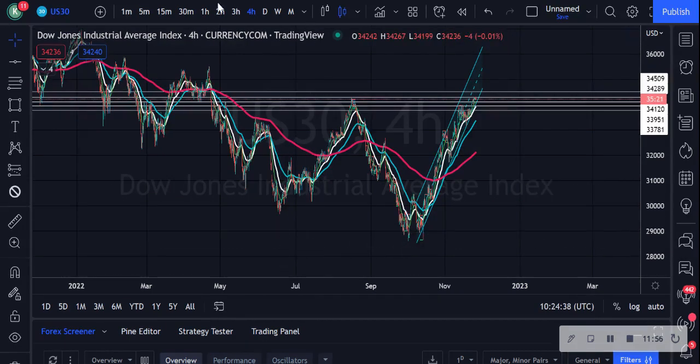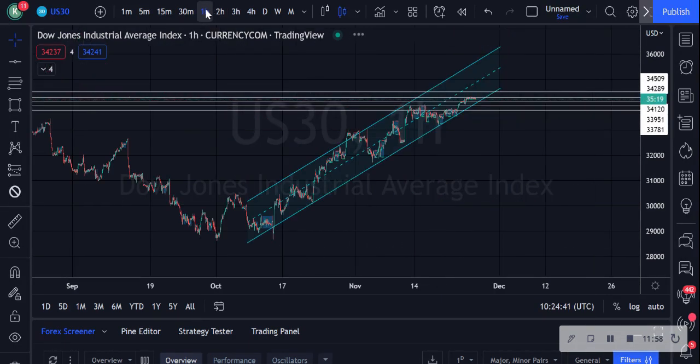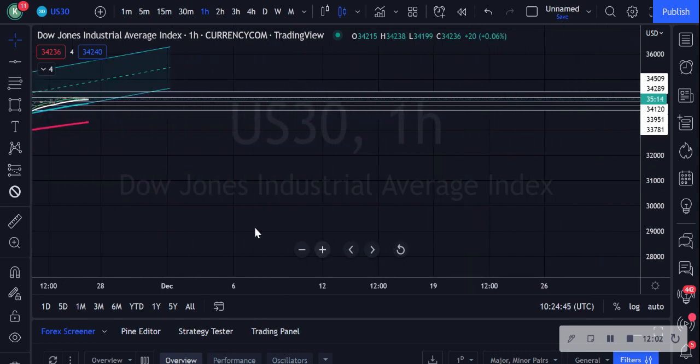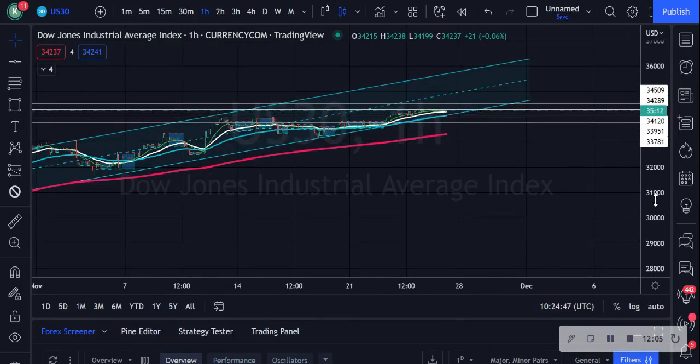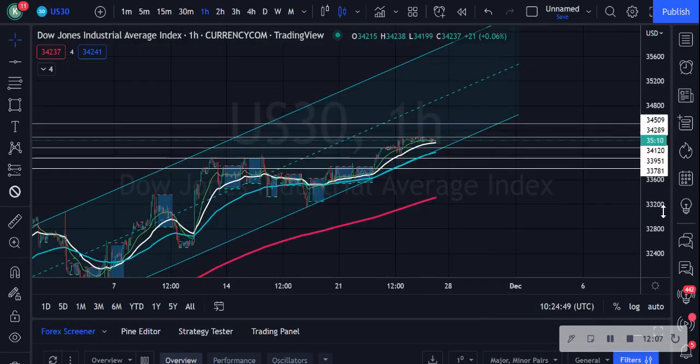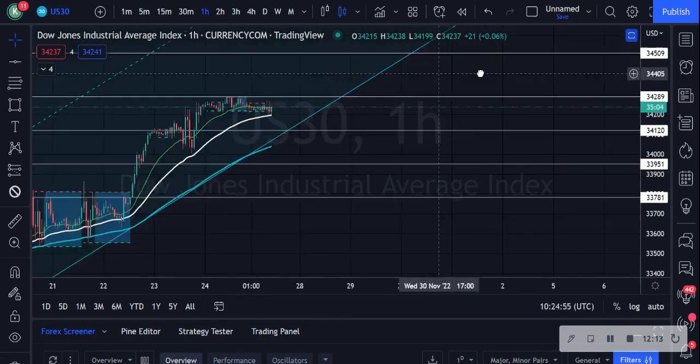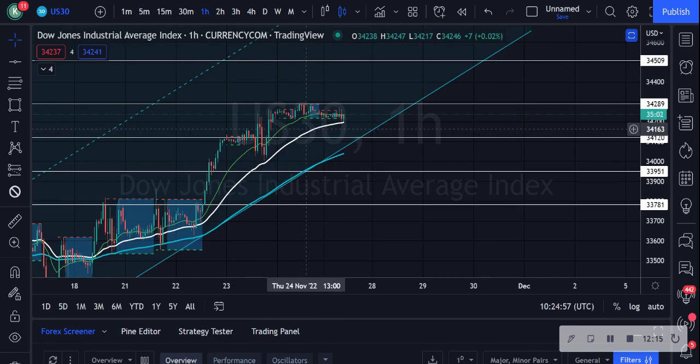Okay. I'm going to drop it down to the 1 hour and we can have a clearer look at it. It's also an uptrend at the moment, clearly, like we said. But having said that, look, it's just weaving in between these two, the 10 and the 21 at the moment. And there's a small consolidation zone.